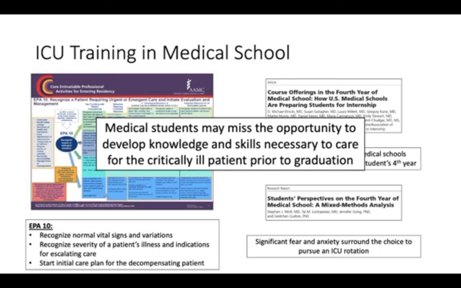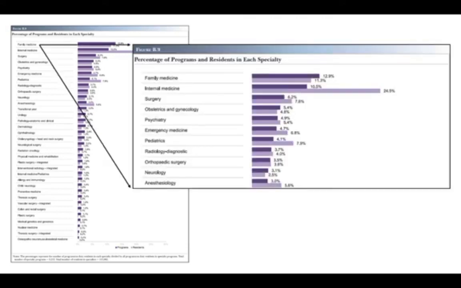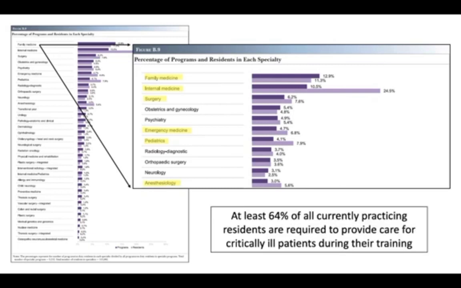How important are those skills in residency? This graph released by the ACGME for the 2018-2019 academic year shows the percentage of residents training in each specialty. Looking closer at the most common specialties, the 6 largest specialties, internal medicine, family medicine, pediatrics, general surgery, emergency medicine, and anesthesiology, all require residents to provide care for critically ill patients during their training. Overall, between these 6 groups, at least 64% of all currently practicing residents will care for critically ill patients.